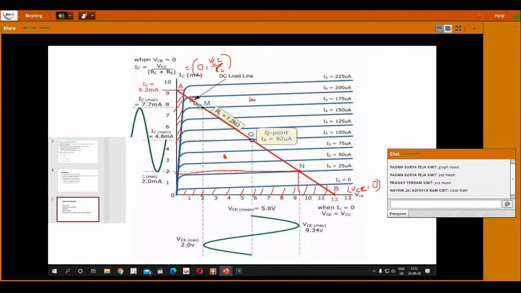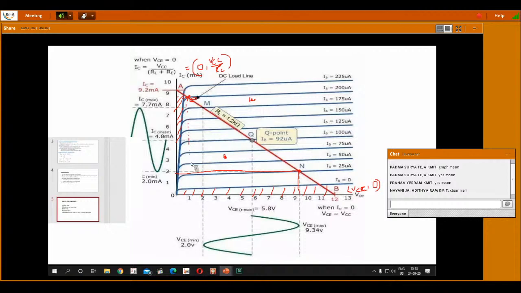Now if I have an operating point not on this DC load line, then the AC input signal which I wanted to amplify will be superimposed on the operating point. For example, let me assume my operating point is at this position with a VCE of 1 volt and IC of 8.5. This is my DC operating values.